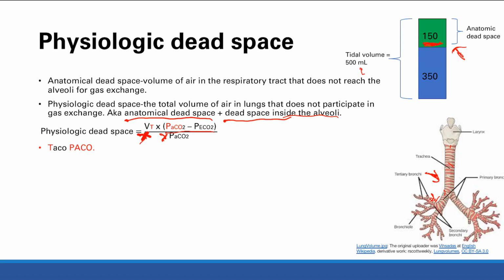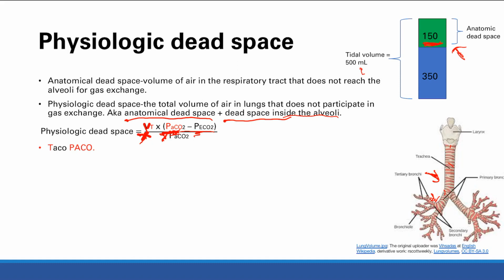You can just easily memorize this. Just remember Taco PaCO. The reason why is because you just don't know, is it pulmonary arterial first, or is it the expired CO2 first? And Taco PaCO helps you remember that. It's tidal volume times PaCO2, so PaCO2 is this one, so this one's first.